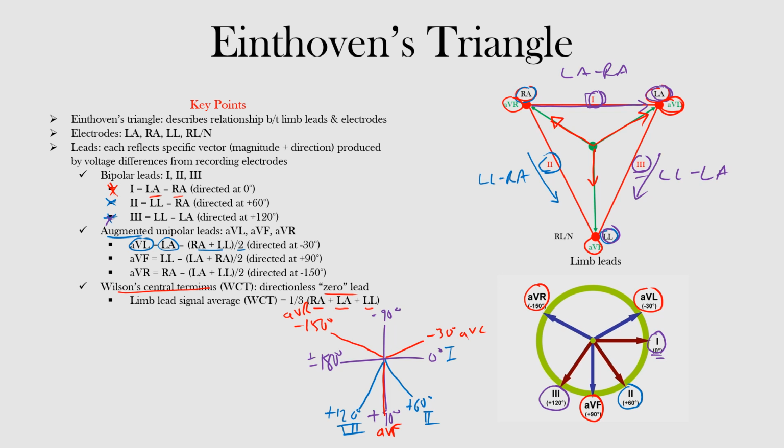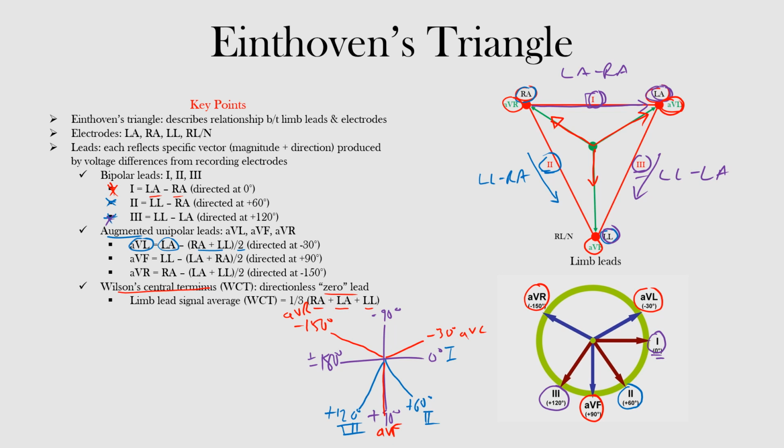So why are we even talking about this? Well, it's because we will be looking at lead reversal next, and you'll see that understanding Einthoven's triangle and the mathematical derivations of each lead will prove to be helpful when looking at the EKG patterns produced by each type of limb lead reversal.